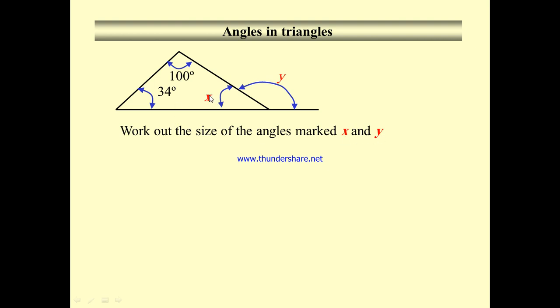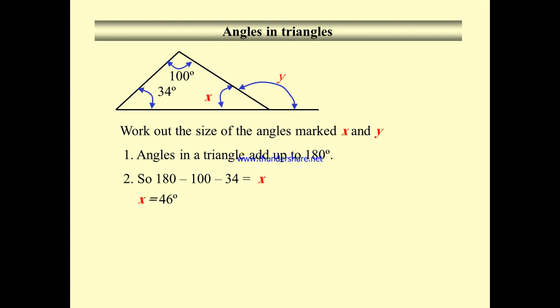If we start with X, we notice that X is found in this triangle, and the sum of angles in any triangle is equal to 180 degrees. So 180 minus 34 plus 100, I will get X equal to 46. Okay? If this one is equal to 46, can you find for me Y?